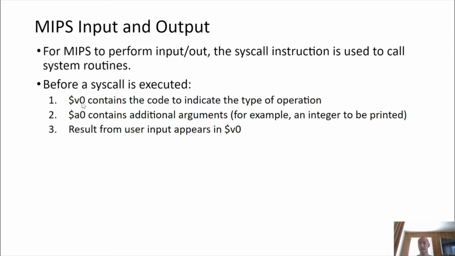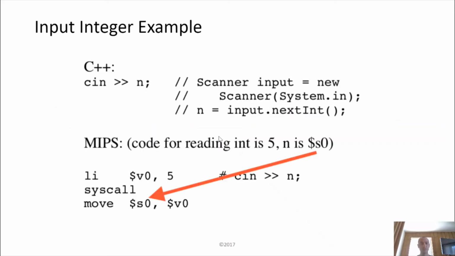and there's a table, like you can see, of the different signals that there are. And then sometimes if you have an argument, for example, if you want to print, you're going to put it in a0, depending on the operation that you are doing. And then if you are reading, your result is going to be saved in v0. So let's look at the example.